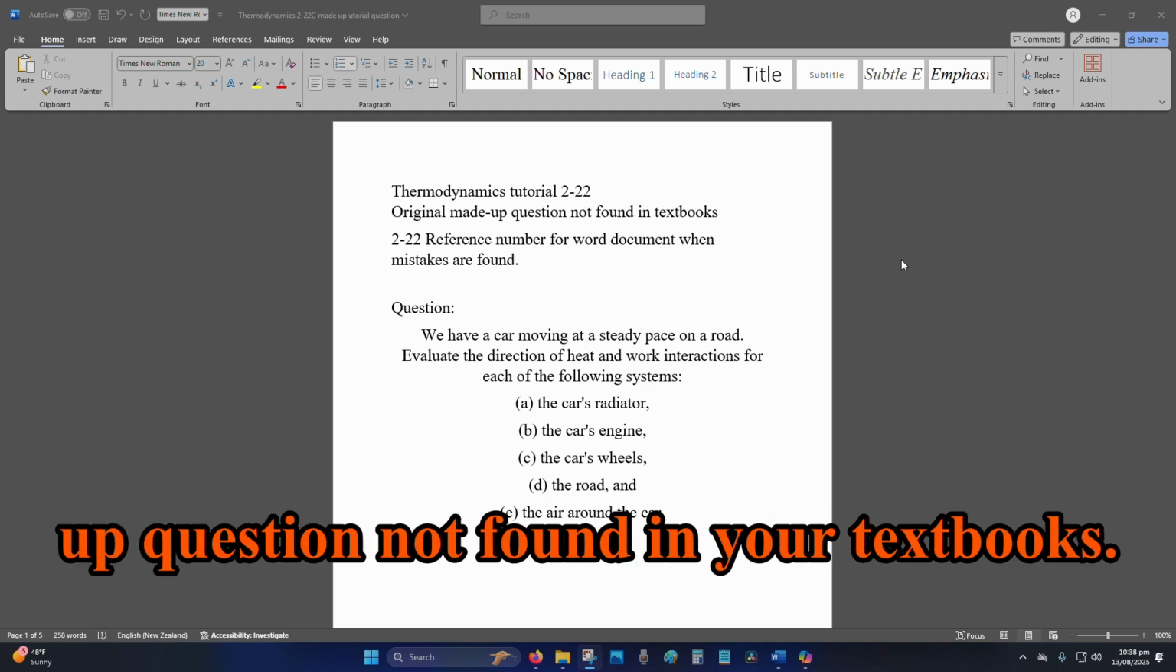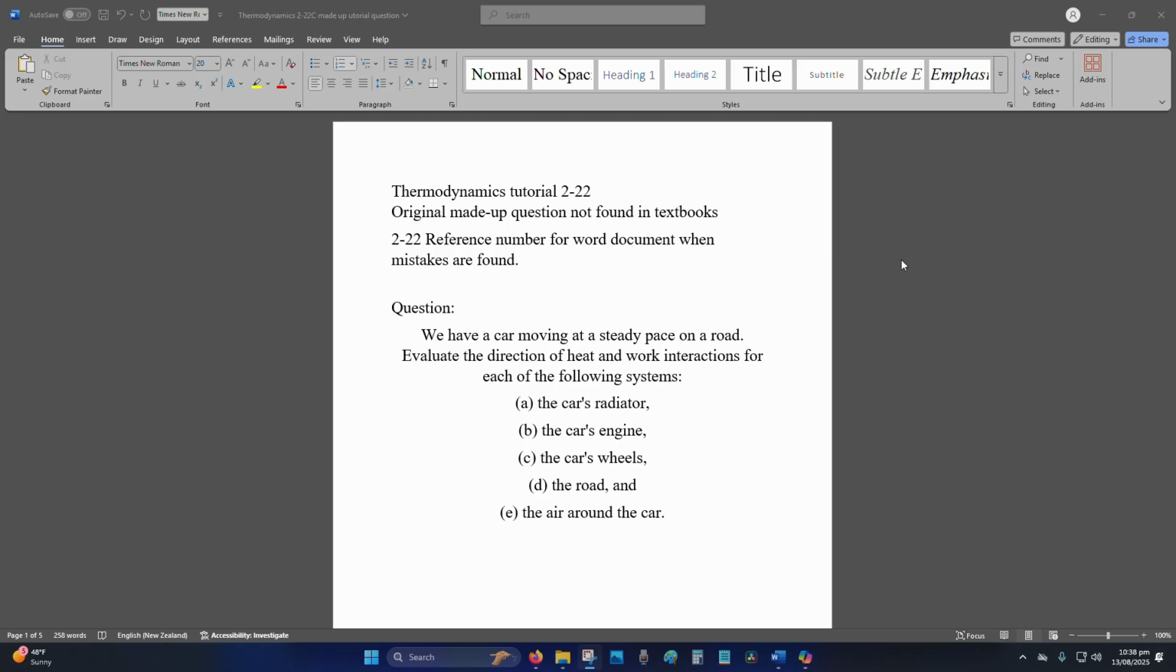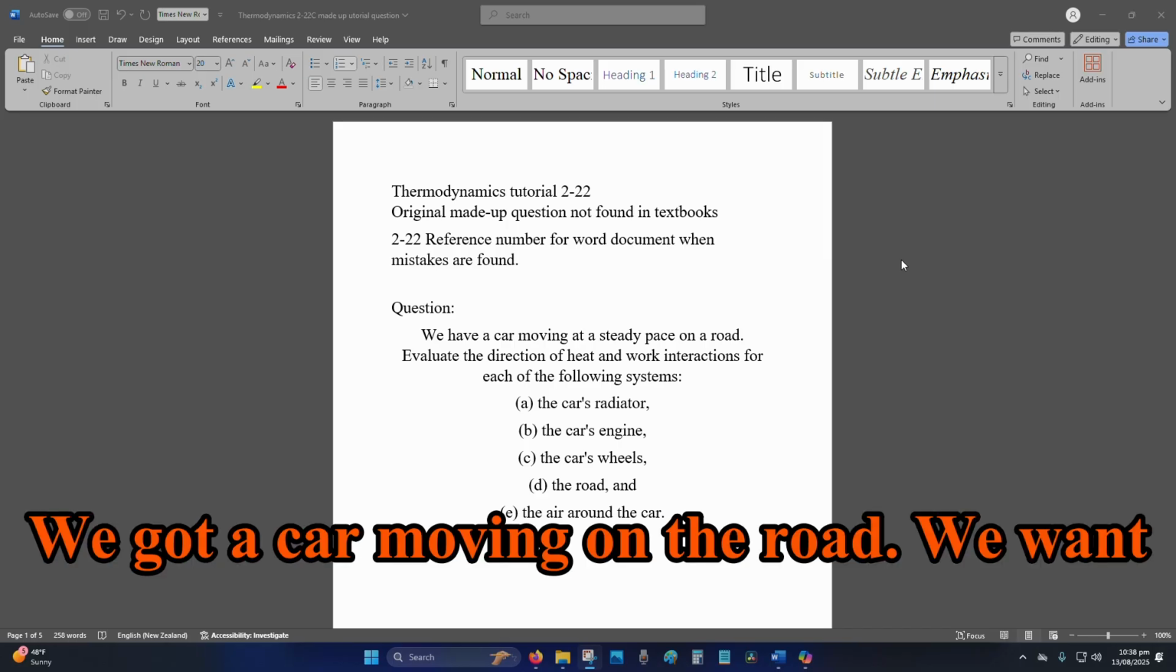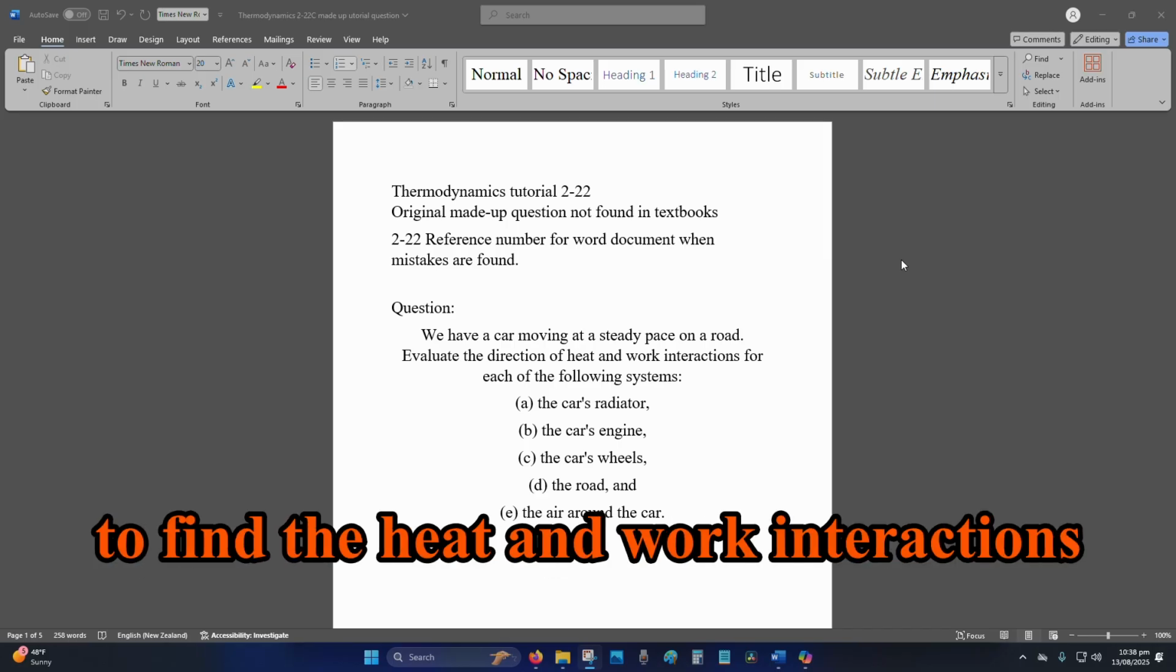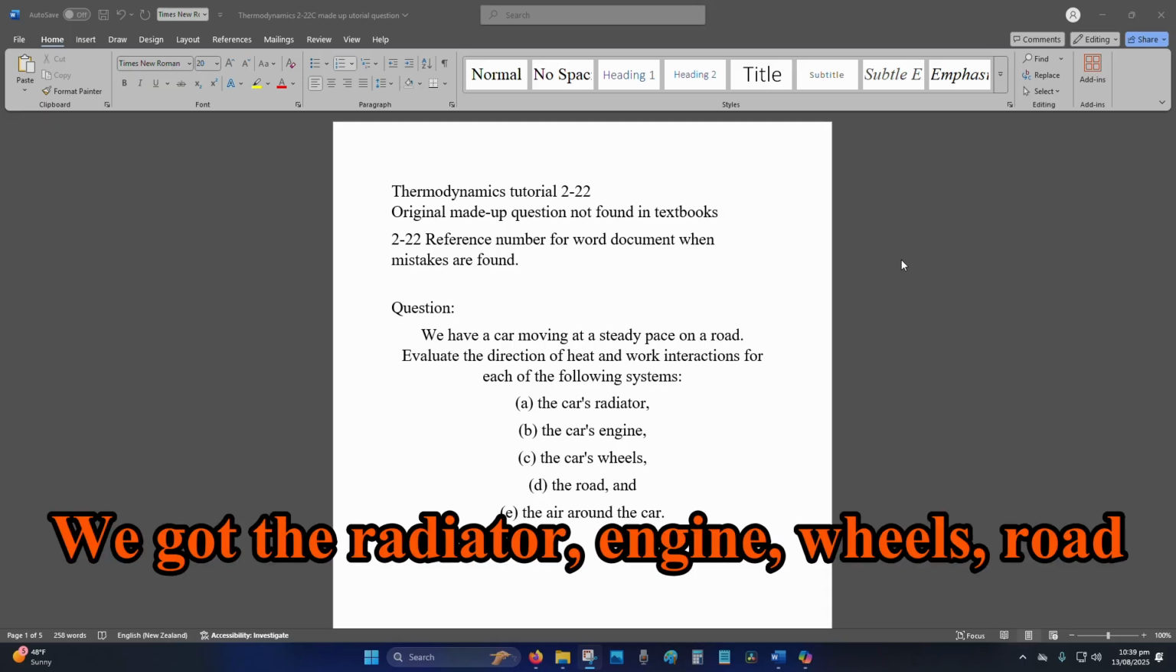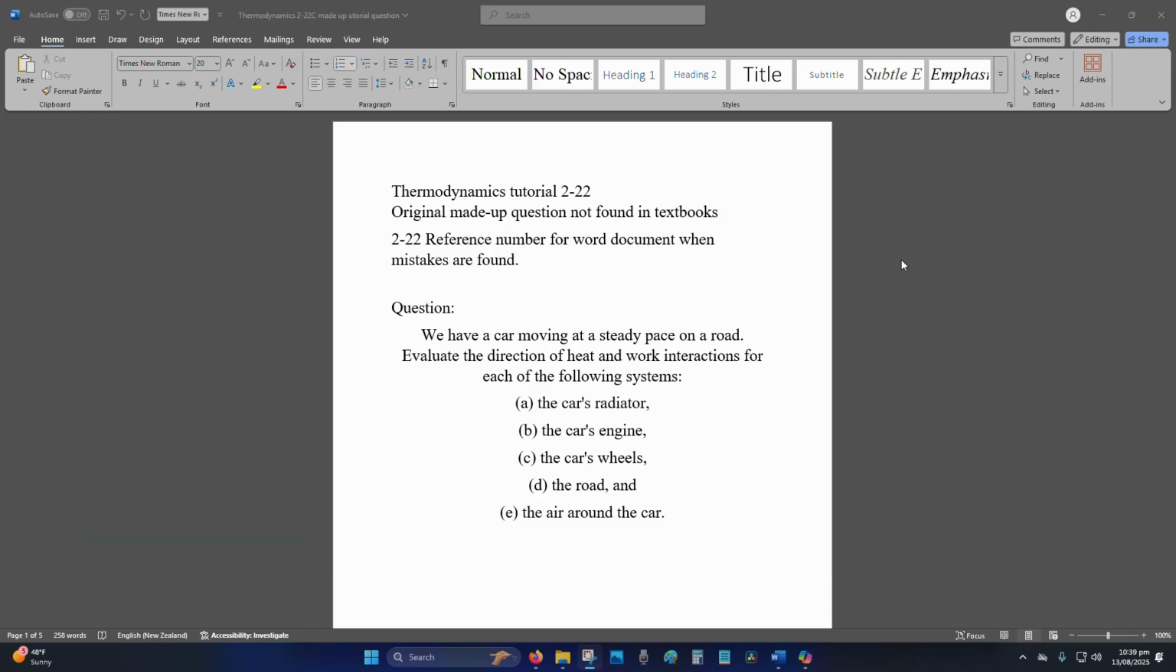This is a made-up question not found in your textbooks. We got a car moving on the road. We want to find the heat and work interactions between each component. We got the radiator, engine, wheels, road, and surrounding air.